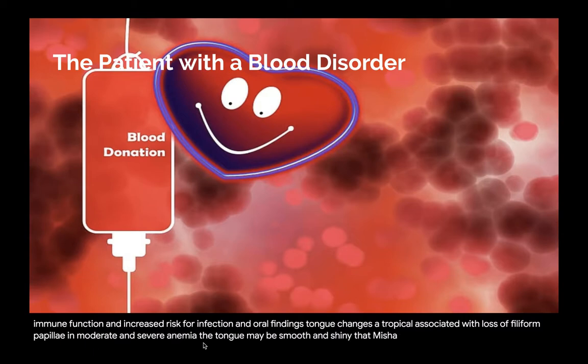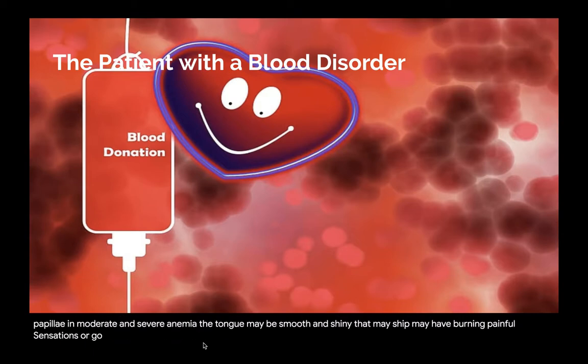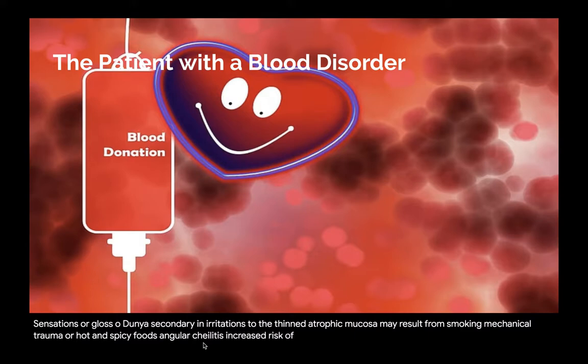The patient may have burning, painful sensations or glossodynia. Secondary irritations to the thin atrophic mucosa may result from smoking, mechanical trauma, or hot and spicy foods. Angular cheilitis, increased risk of candidiasis.